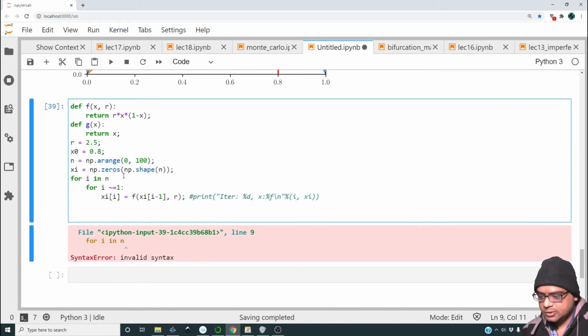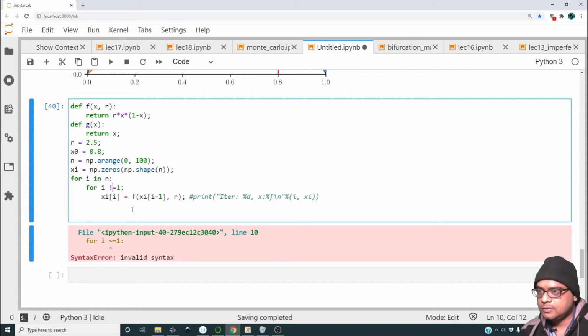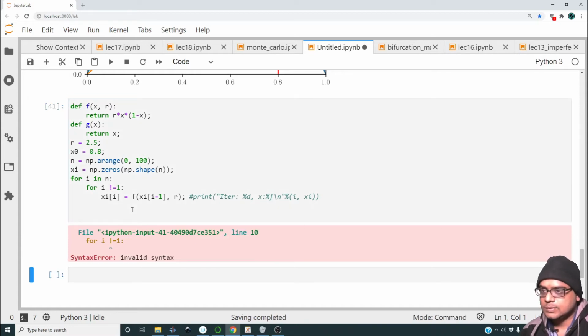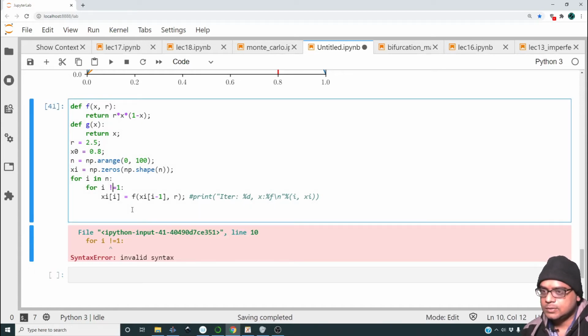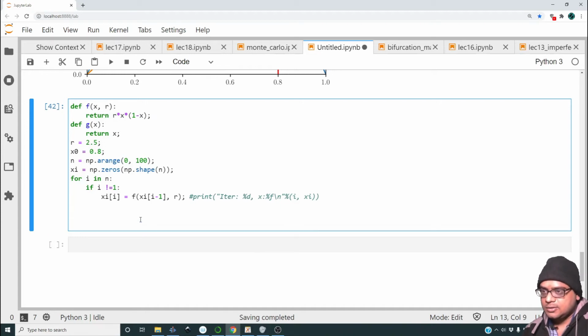So we forgot this. If i not equal to 1. All right, so it runs, and so at the end let us plot.